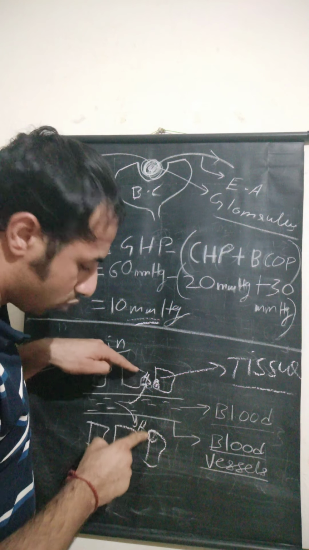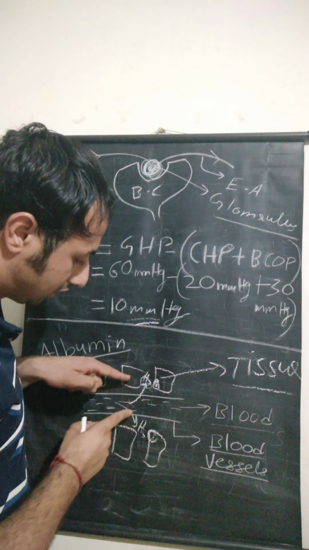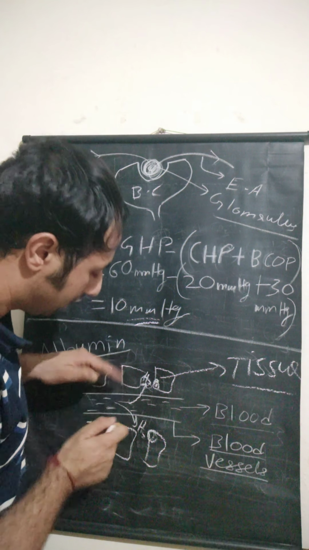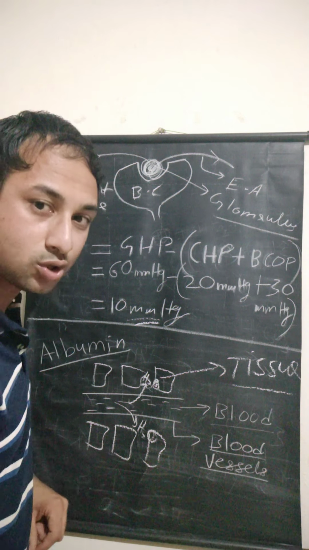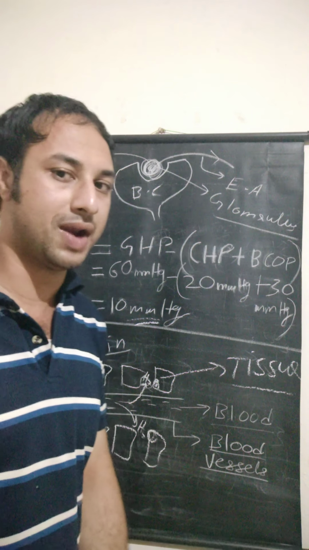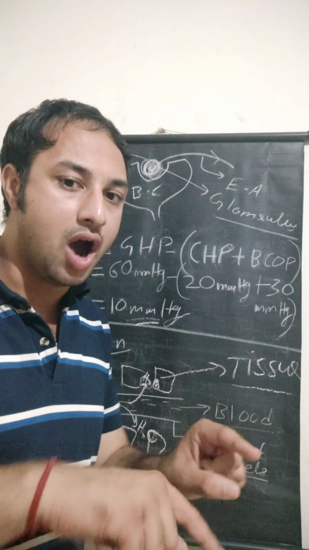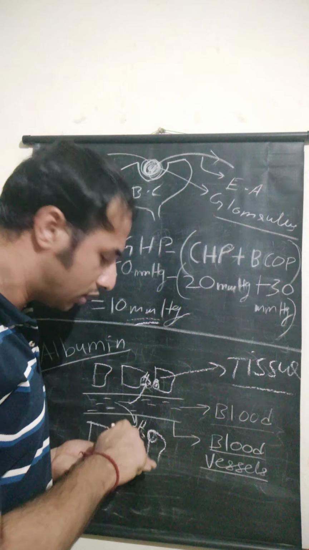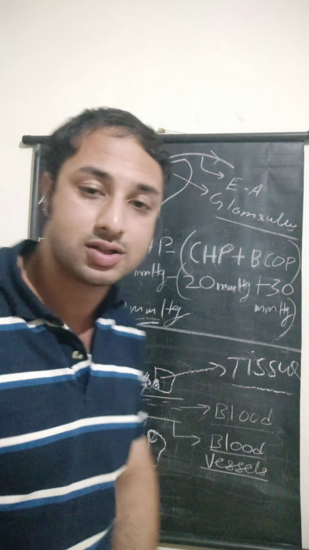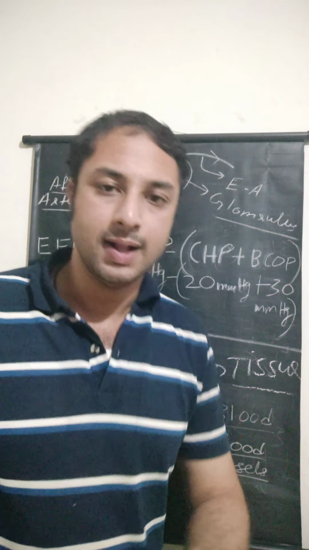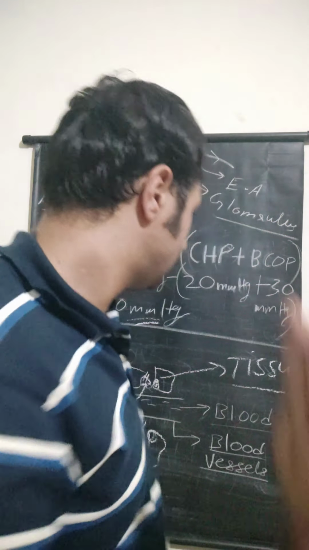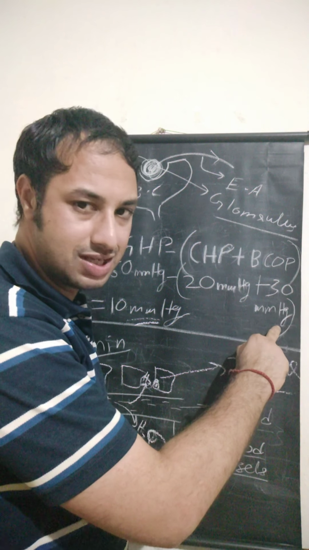So from here the water is outgoing because of osmosis, but the albumin applies a pressure on the wall of the blood capillary and prevents the outgoing of water. That is called blood colloidal osmotic pressure: the pressure applied by the albumin protein to prevent the outward movement of water from the blood capillary. Because of that pressure, the outward movement of water will be decreased. Normally the value of blood colloidal osmotic pressure ranges between 28 mmHg and 32 mmHg, but here I have taken a middle average of 30 mmHg.